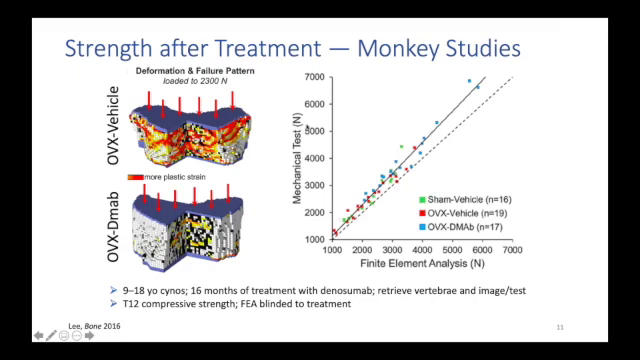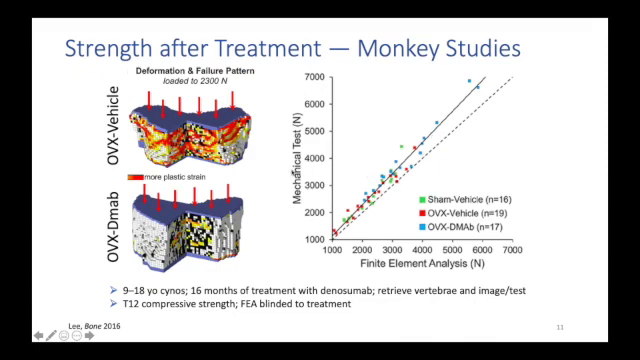And so here you can see the results. The R squared here, I don't think it's on the graph, but it's greater than 0.95. Very high correlation, and interestingly, the correlation didn't depend on what treatment group you were in. So what that says is the bone strength from the finite element modeling predicted the measured strength regardless of treatment.